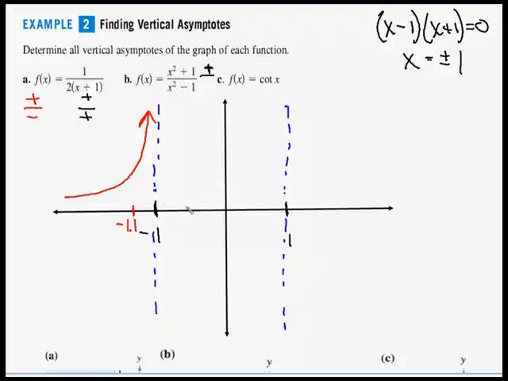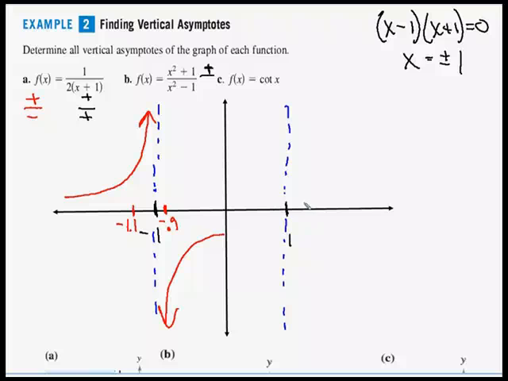Now let's see as we approach from over here. This would be negative 0.9. Numerator again, always positive. Here would be negative 0.9 squared. That would be positive 0.81. Minus 1 would give us a negative output. Positive divided by negative is negative. And we're going to be heading down this way.